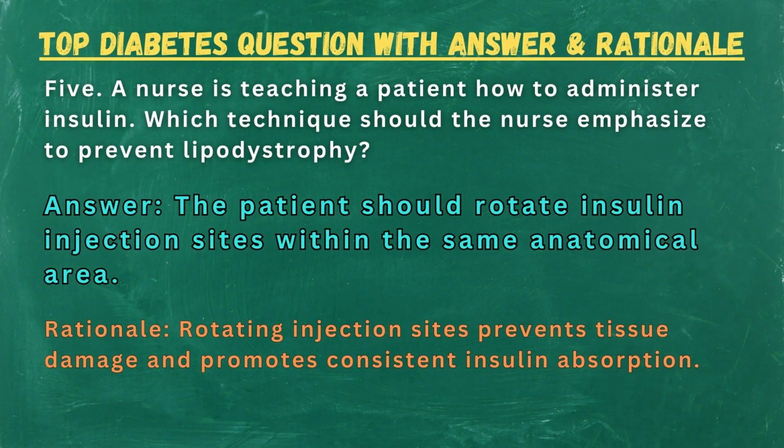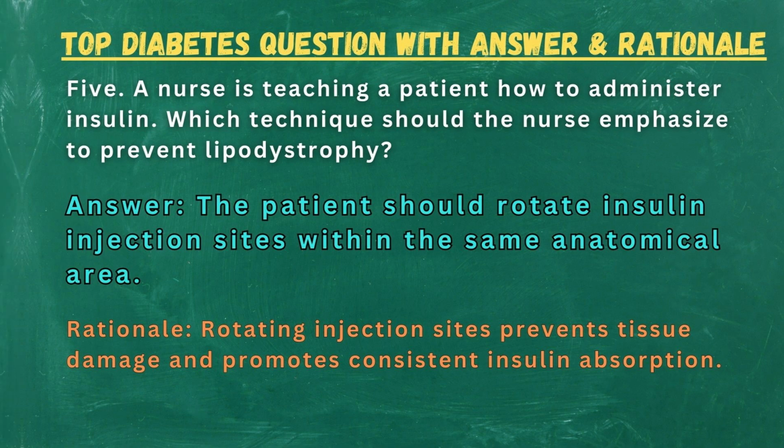5. A nurse is teaching a patient how to administer insulin. Which technique should the nurse emphasize to prevent lipodystrophy? Answer. The patient should rotate insulin injection sites within the same anatomical area. Rationale. Rotating injection sites prevents tissue damage and promotes consistent insulin absorption.